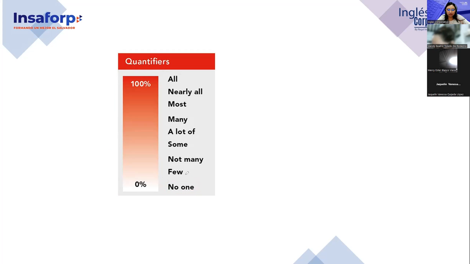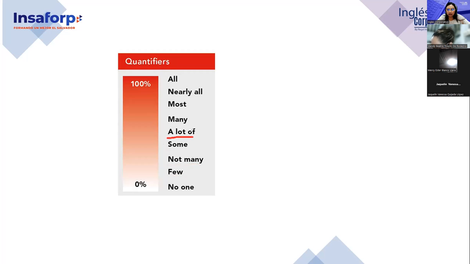So, let's see what we have. No one. Nadie. What does it mean? 0%. No one. Few people. Una cantidad muy pequeña de gente. Few, pocos. Not many people come from a big family. No tantos. Some people live in a big family, probably.